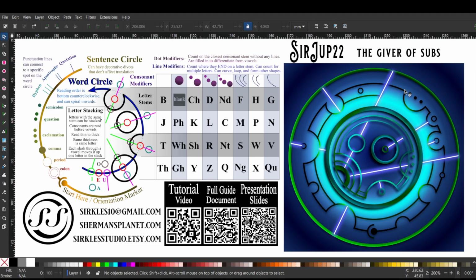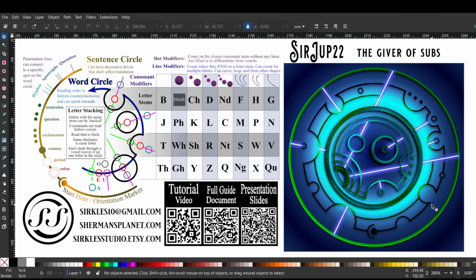And I'm actually going to start with the giver of subs bit because you would technically start on the outside and then go inward because the reading order is bottom counterclockwise and you can spiral inwards. So we go bottom counterclockwise, outer to inner. So we have the start indicator here, and we have a shallow divot, so like this one right here on our word circle, and that makes it the letter T.